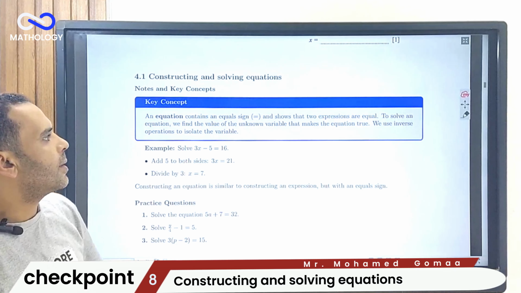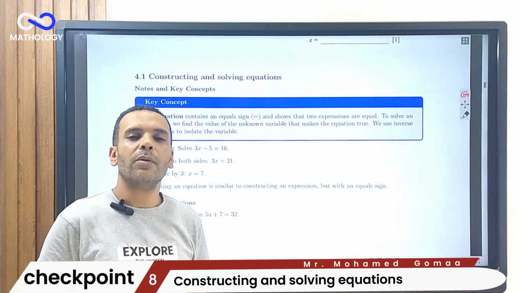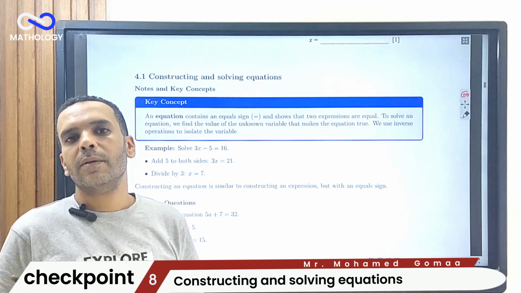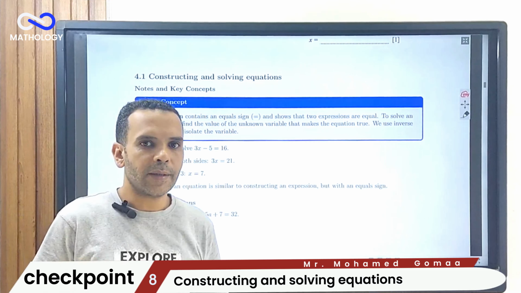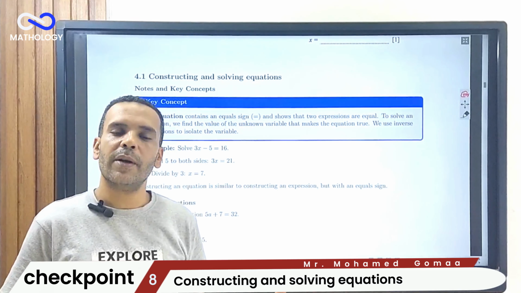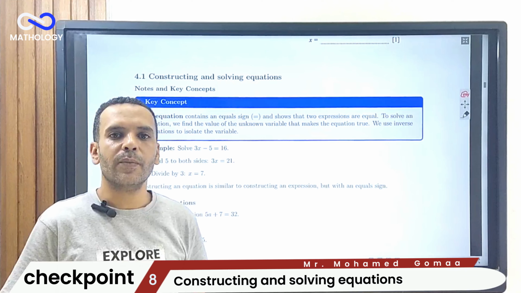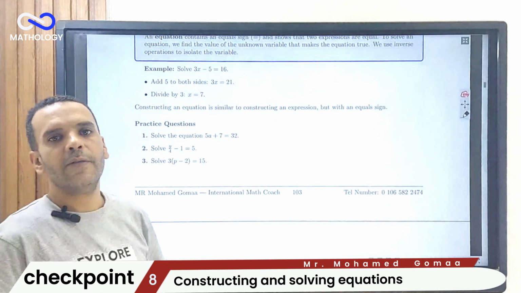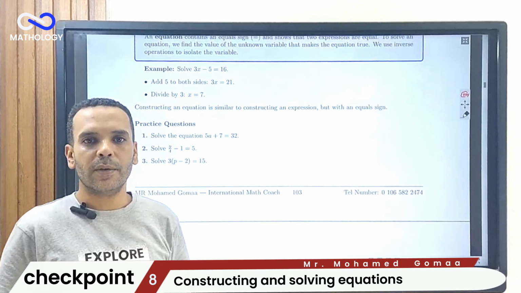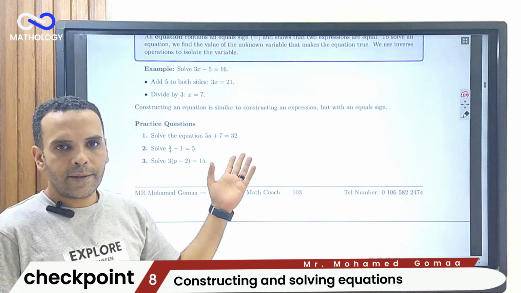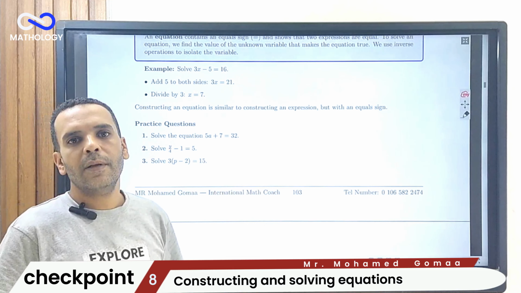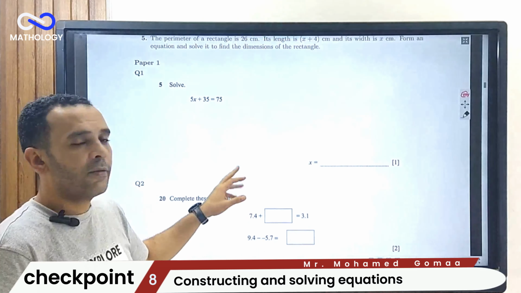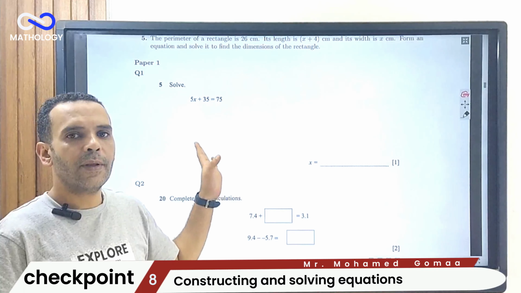Equation is a sentence or a statement which contains an equal sign, but an inequality is a statement which contains the sign greater than or smaller than, greater or equal, or smaller or equal. To solve an equation, you have to get the value of the unknown. The unknown here is A. Any letter means unknown value. To solve an equation, you have to get the value of this unknown.